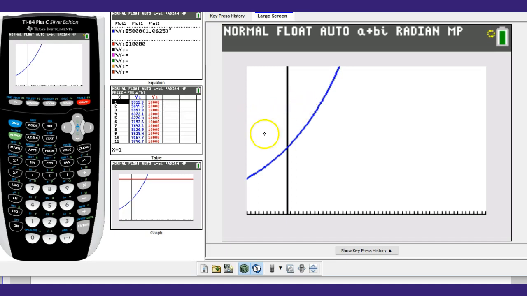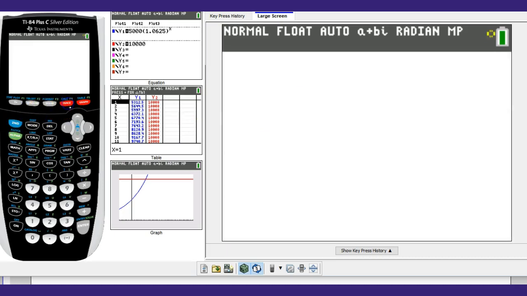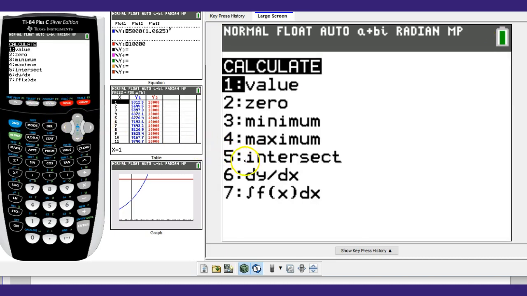All I do is make the X value larger, so now I have 50 numbers down here. Where'd that 10,000 go? Oh, there it goes. So there's my intersection. Now that I can see my intersection, I'm going to press second, trace. All right, then I want intersect, option 5.